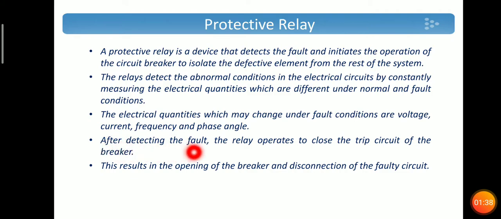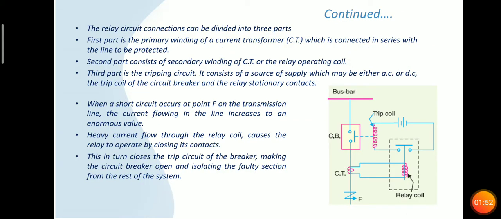After detecting the fault, the relay operates to close the trip circuit of the circuit breaker. This results in opening of the circuit breaker and disconnection of the faulty circuit. The operation of the relay can be explained by this diagram.